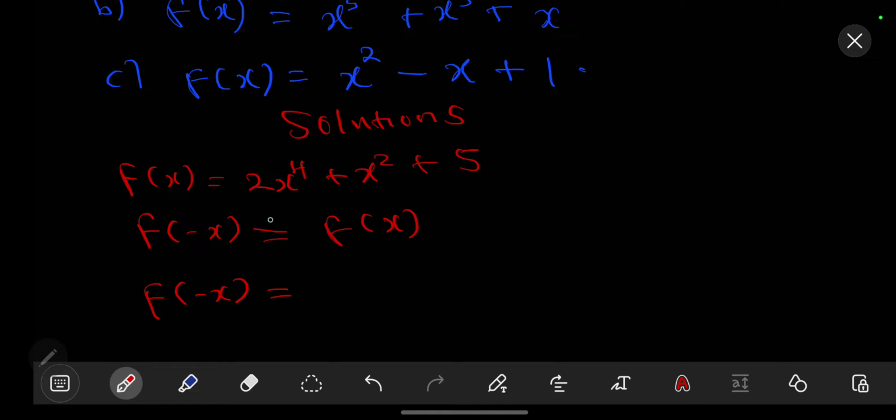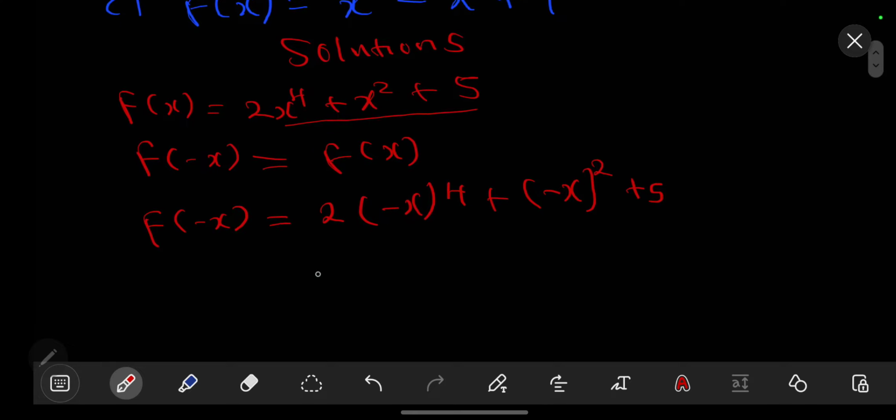So this means that where there is x in the original function, we are going to put negative x. So we have a 2, open brackets, negative x to the power of 4, then plus, open brackets, negative x to the power of 2, then plus a 5, like that. So we are going to have 2, then negative x raised to the power of 4, if it's in bracket it will be positive x to the power of 4, then negative x to the power of 2, we are going to have plus x to the power of 2, then last but not the least we have a 5, like that.